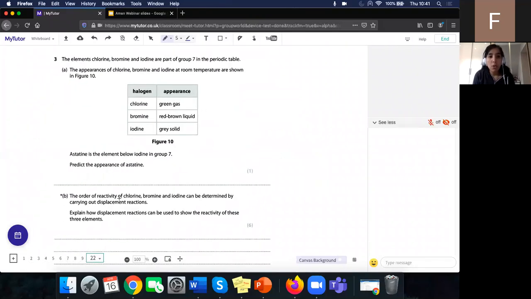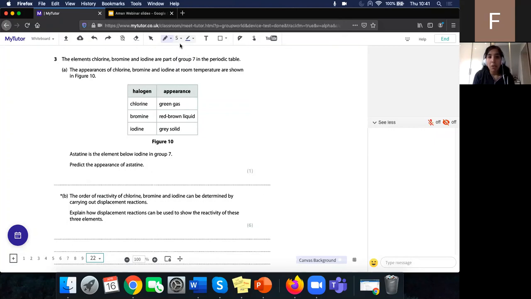Okay, the elements chlorine, bromine and iodine are part of group 7 in the periodic table. The appearances of chlorine, bromine and iodine at room temperature are shown below. Predict the appearance of astatine. So we can either predict, or some of you may know because we did cover it today. So what do they look like? What does astatine look like?